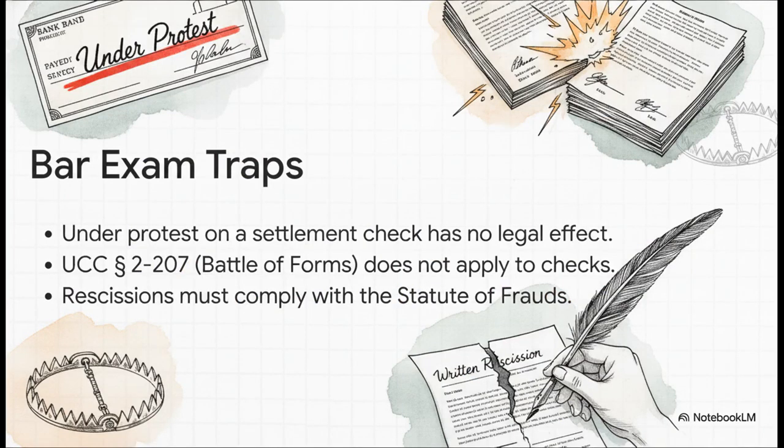You've got to watch out for these testing traps. First, writing under protest or without prejudice when cashing a settlement check is legally meaningless. You cash it, you accept the settlement. Second, you cannot use the UCC Battle of the Forms to alter a full settlement offer. The offeror is the master of the offer. And third, if the original contract needed to be in writing under the statute of frauds, your mutual rescission usually needs to be in writing too.